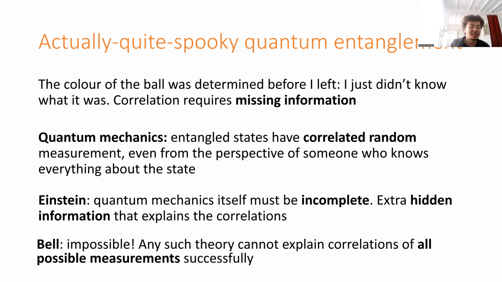However, in the 1970s, there was a beautiful argument by John Stewart Bell that said, actually, that's impossible. There's no way to have some deeper theory of quantum mechanics that doesn't have this weird correlation between random measurement outcomes, and that can explain all possible measurements that you can do successfully at the same time. So with the balls, all I can do is look at whether the ball is red or blue. But with quantum mechanical particles, there's lots of different things I can try to probe. And there's no way to have a theory that just has some hidden information like the color of the ball that simultaneously explains all these different things.